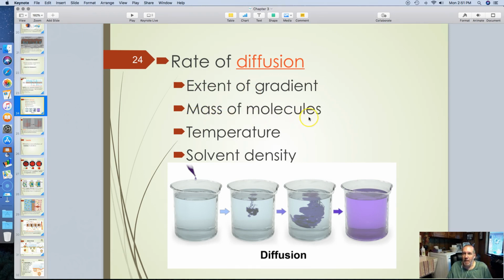The size of the molecules: bigger, more massive molecules are going to diffuse much more slowly.